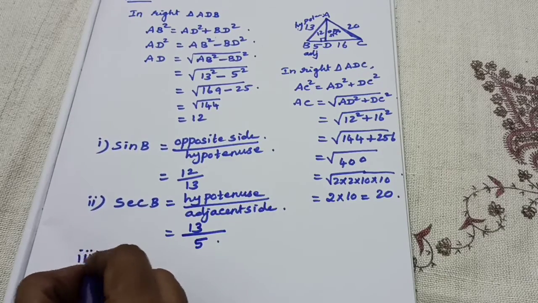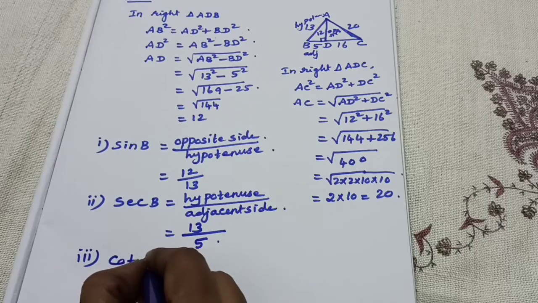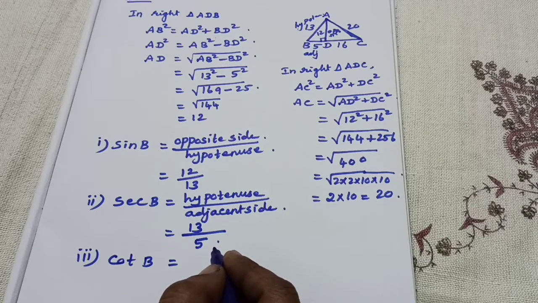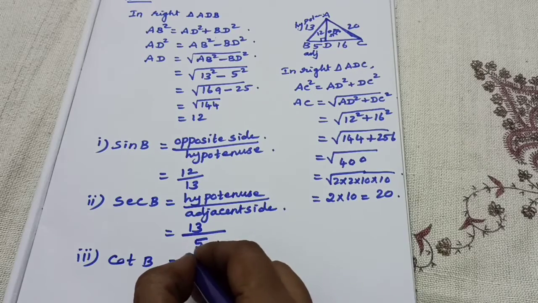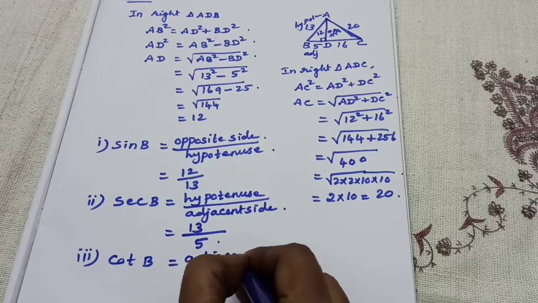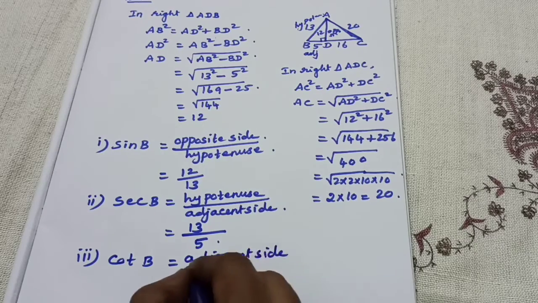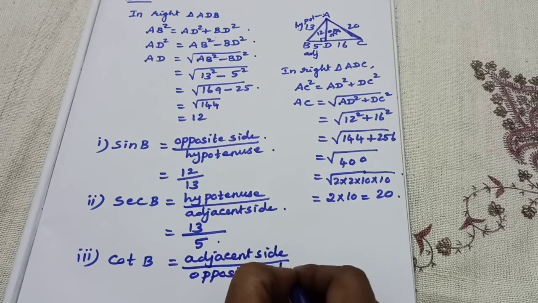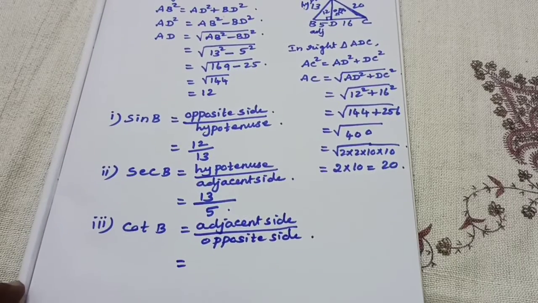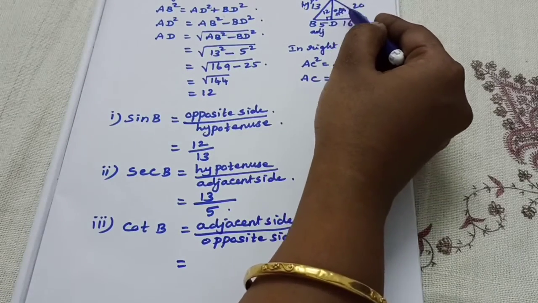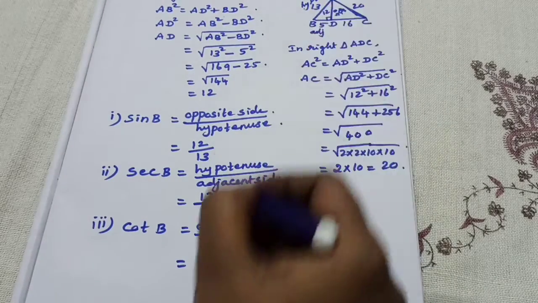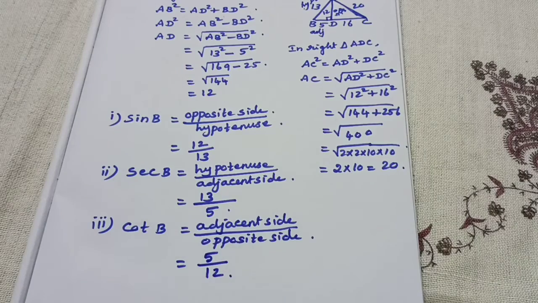Then third one, cot B. Cot B is equal to, what's the formula? Same. Tan B is opposite side divided by adjacent side. Like that, cot B means just the opposite: adjacent side divided by opposite side. Then what's the value of adjacent side here? Adjacent side is 5, isn't it? 5 divided by opposite side is 12. Am I correct? Have you understood?